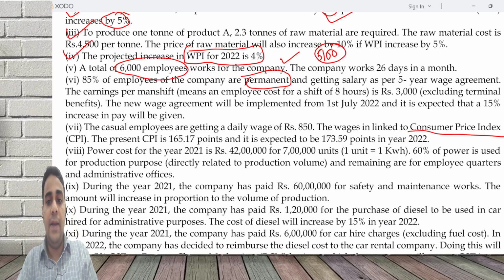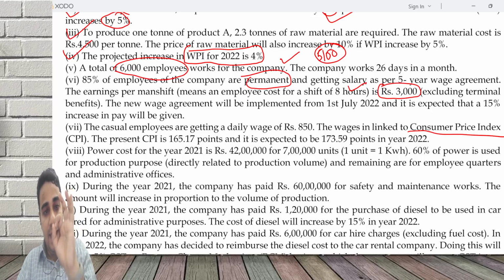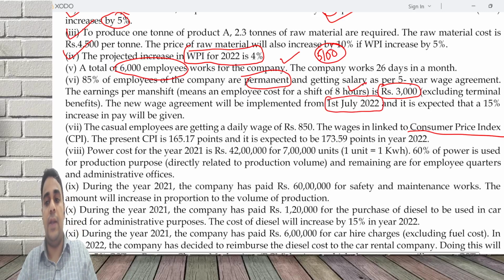They are paid 3,000 rupees for every 8 hours. The new wage agreement will be implemented from 1st July 2022. And in this, they are saying you are going to get a 15% increase in pay.